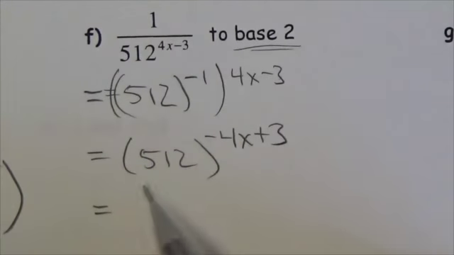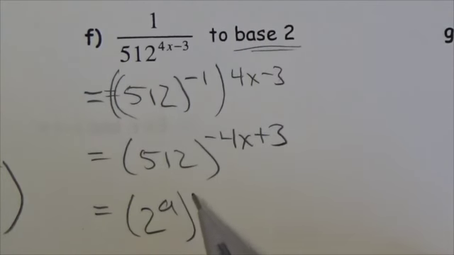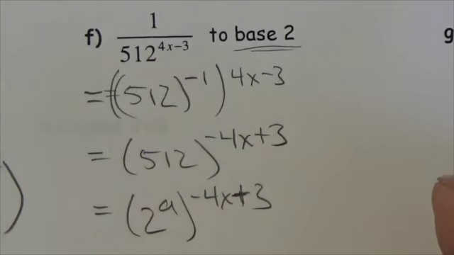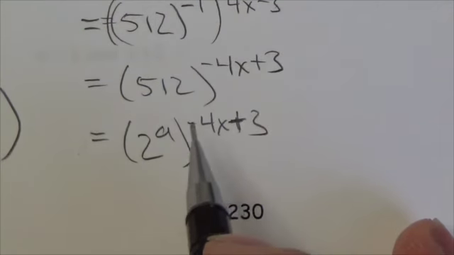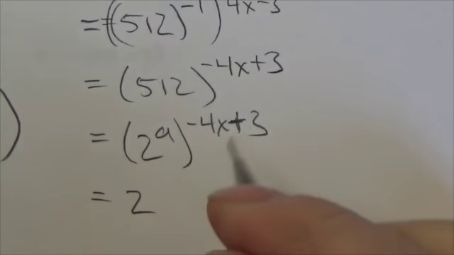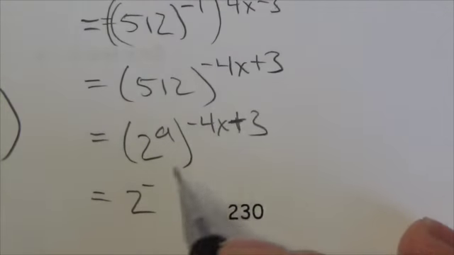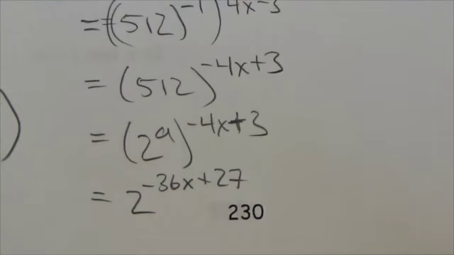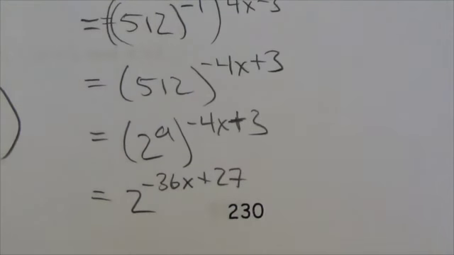Now, after a little bit of playing, you should find that 512 is 2 to the 9th. Okay, and so I haven't really done anything here other than identify that 512 is 2 to the 9th. And now, again, I'm going to distribute that exponent through. So this will become 2 to the negative 36x plus 27. Good, and there you go. That's what that expression would look like as base 2.